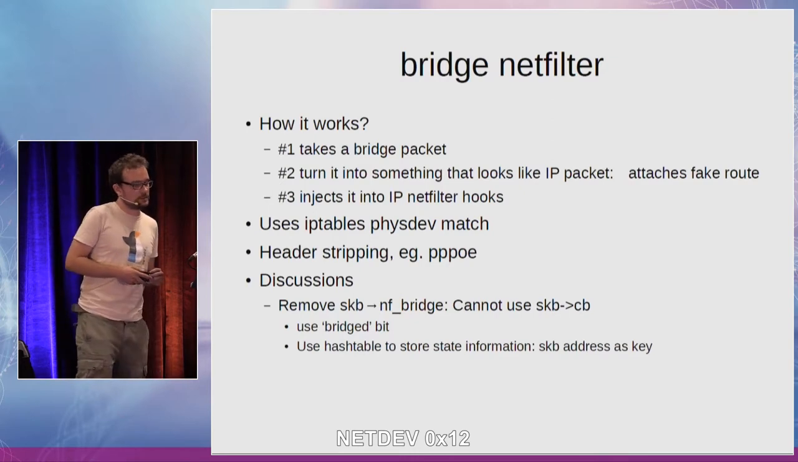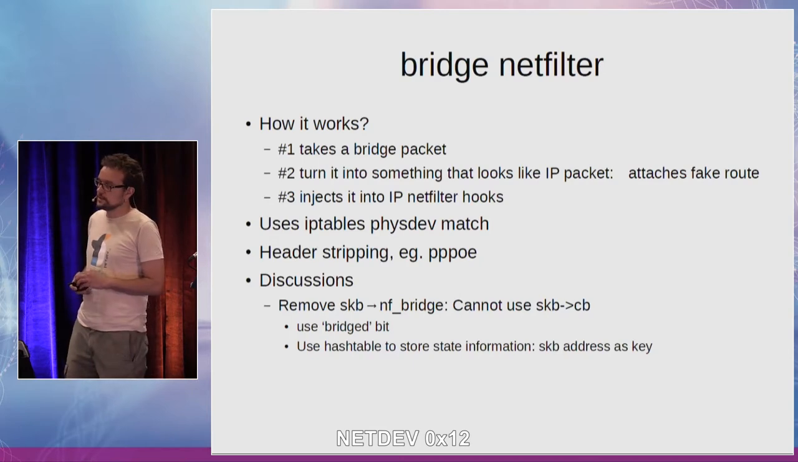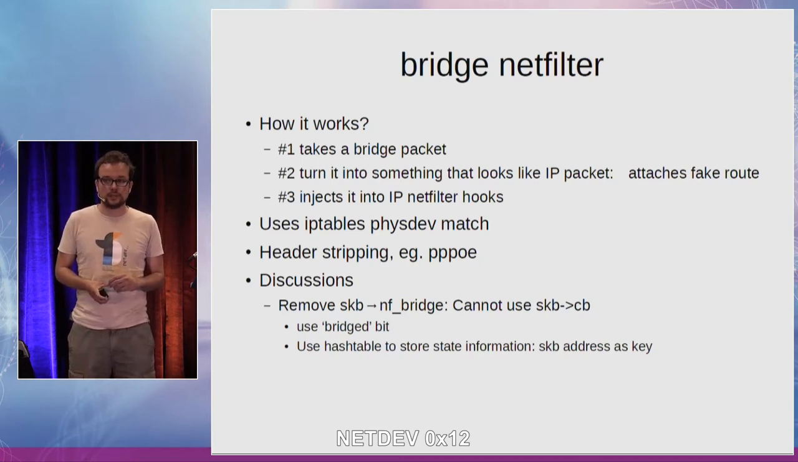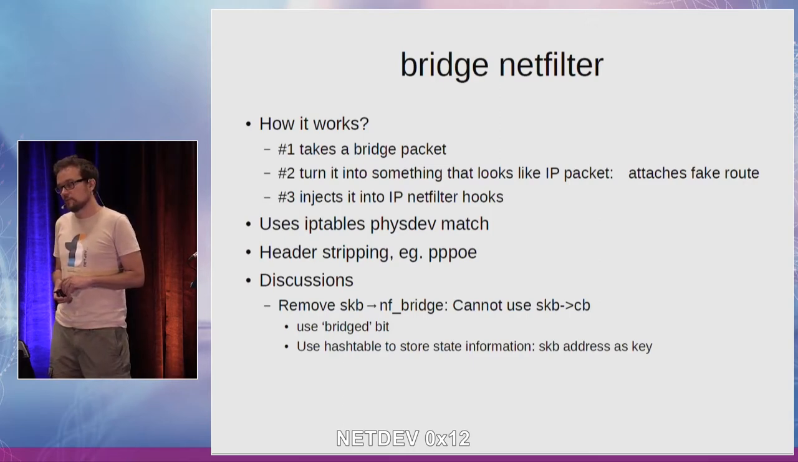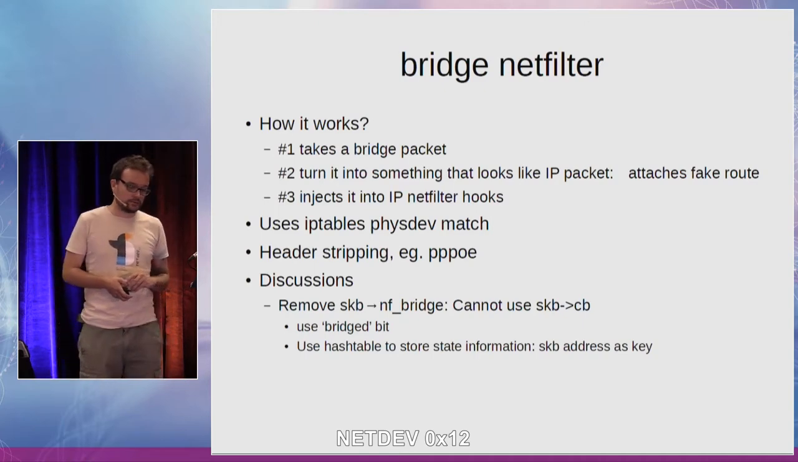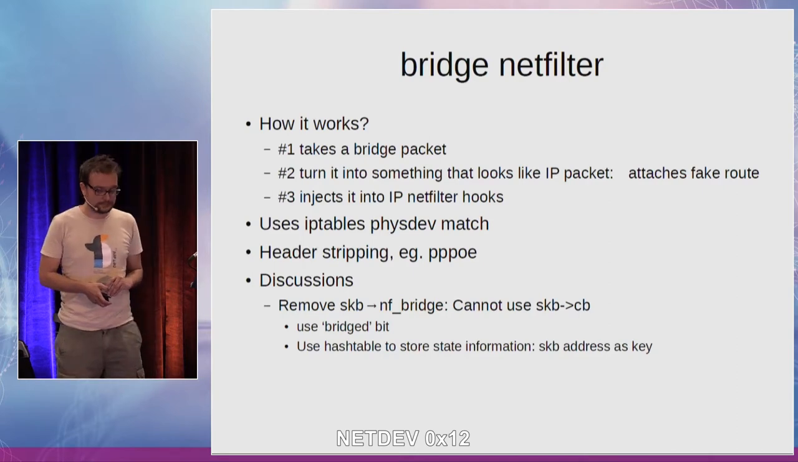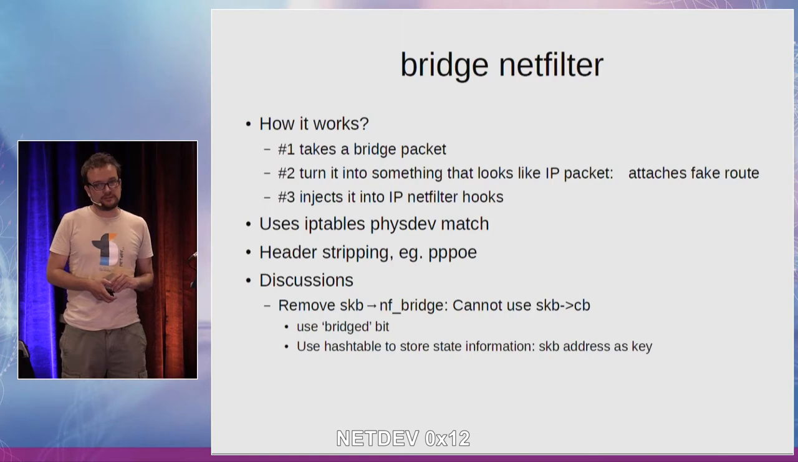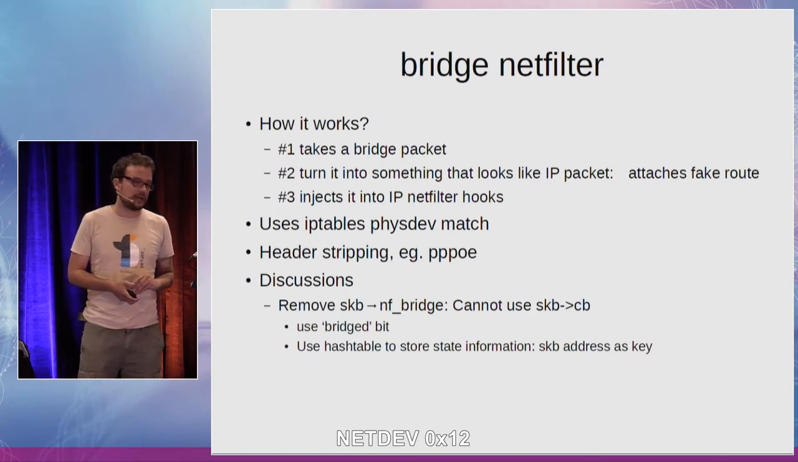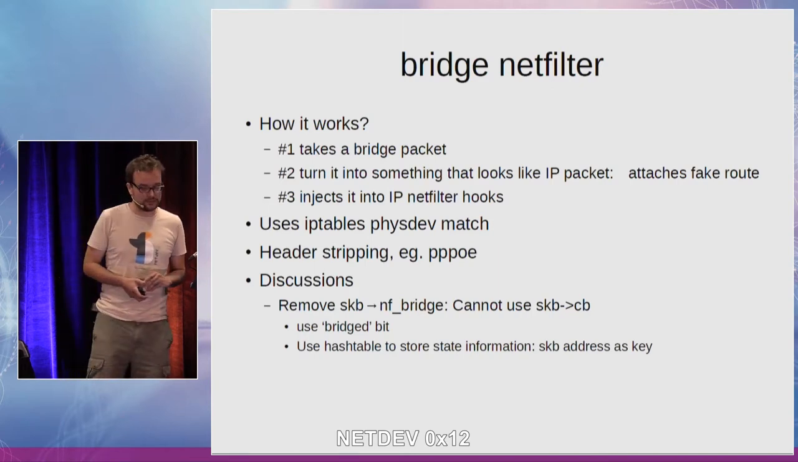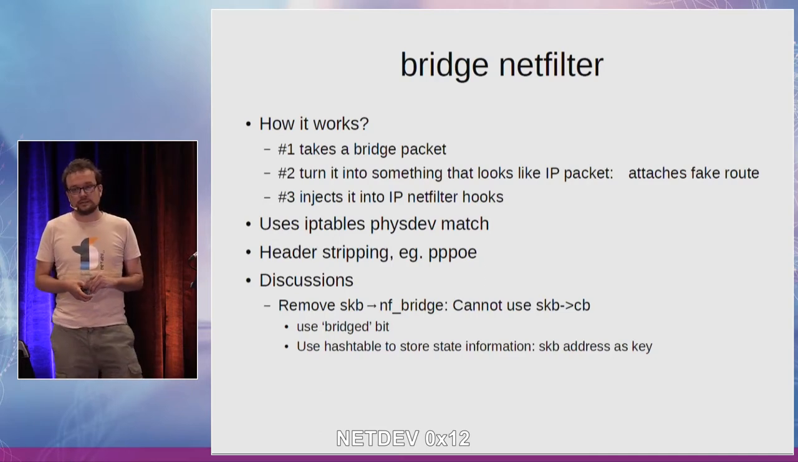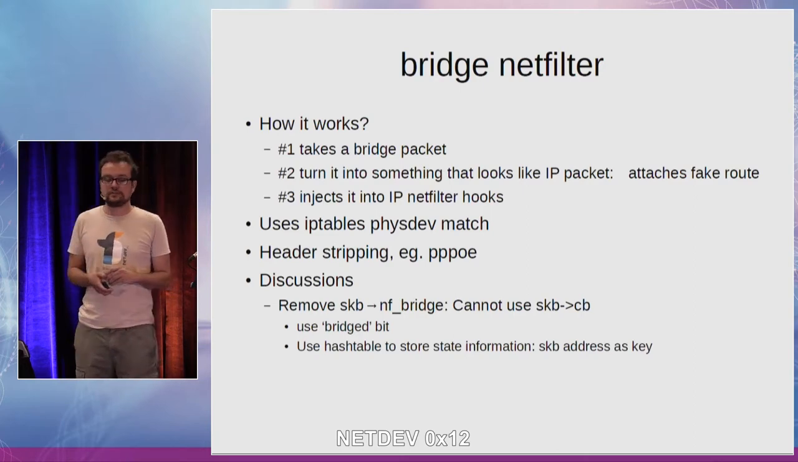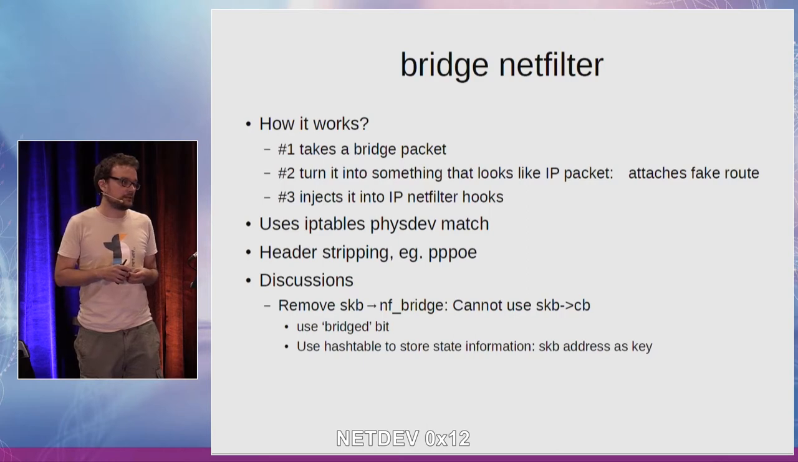There were discussions during the Netfilter workshop also about bridge netfilter. I don't know if you're familiar with this piece of code, but it enables interaction of iptables with the bridge layer. Basically this infrastructure works as follows: one, you take a bridge packet; then two, you turn it into something that looks like an IP packet, and by doing so you have to attach the routing information, so it attaches a fake route, and then it injects it into the IP netfilter hooks. It was kind of a hack done at the time to provide transparent access to the iptables features. By the time this was written, iptables and ip6tables were already offering way more features than what ebtables supports.